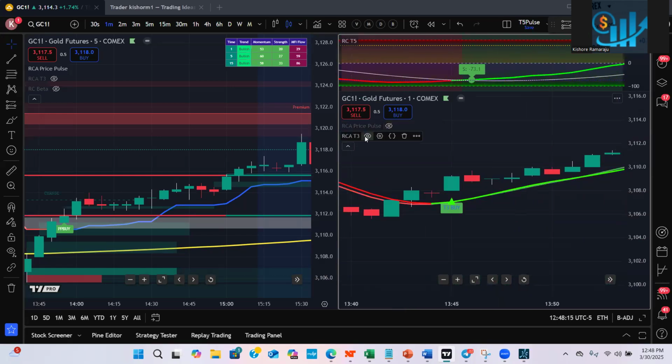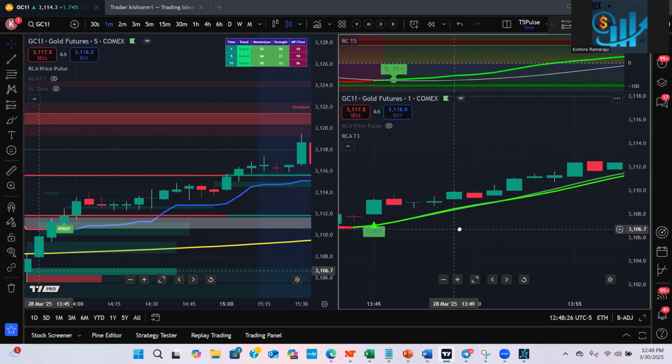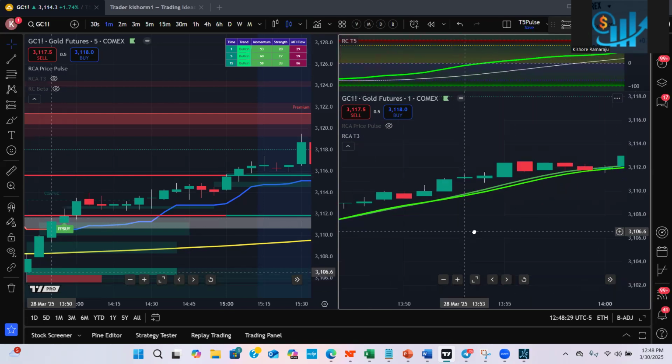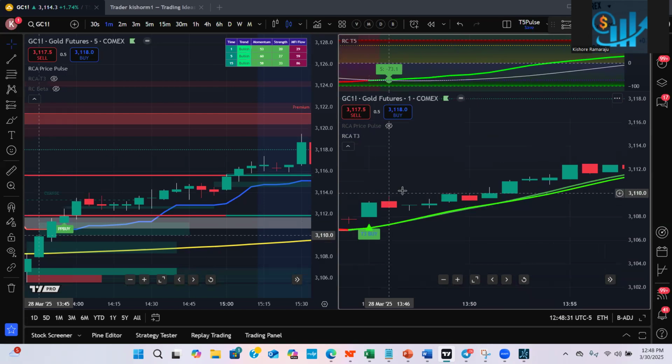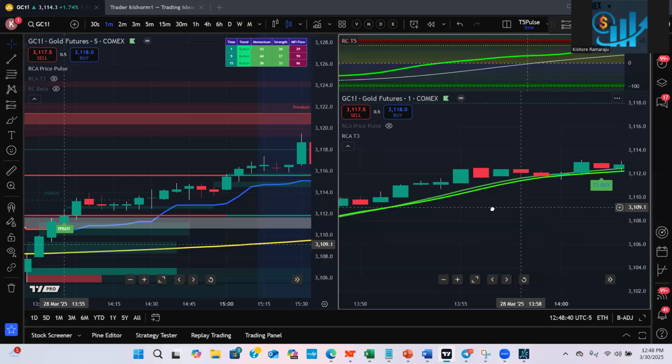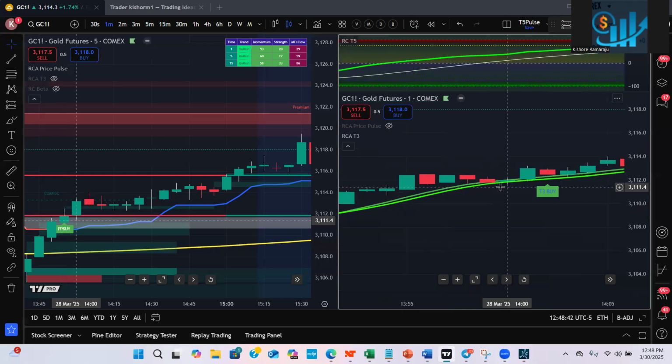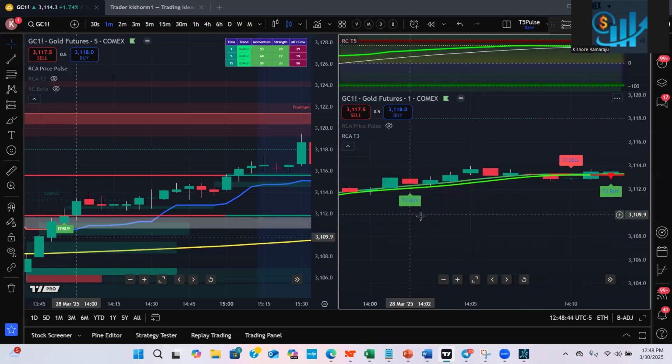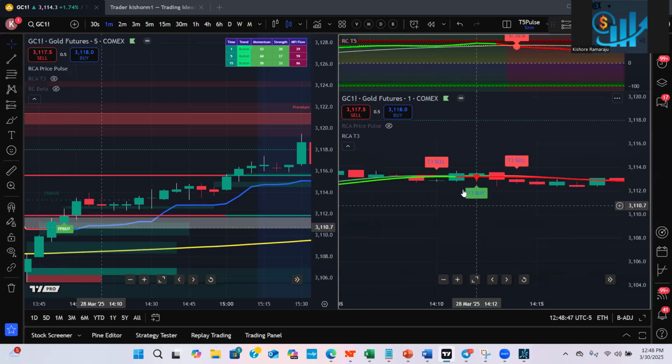let me hide this T3. So at around 155, I got a buy signal here. At 145, I got a buy, but I'll only wait for the buy signal after the buy here. Or whenever I get a buy, then you see a red candle close to the T5 line, then you can go long. Again, price came all the way down. Again, you got a buy signal.